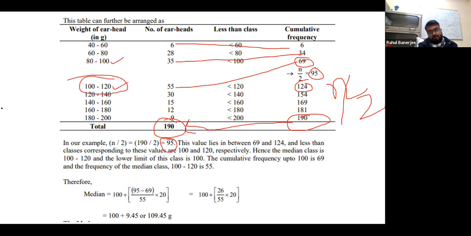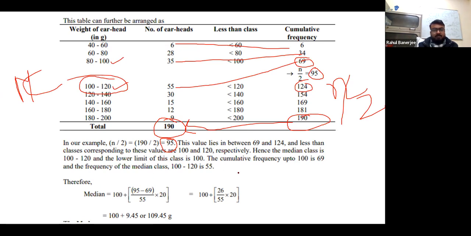Then this particular class is known as the median class. Okay. There we were getting the median directly, but since here we have a class interval or a group interval, we will get the median class. Suppose this is MC. Now, the lower limit of the median class is 100. The cumulative frequency up to 100 is 69, and the frequency of the median class is 50.